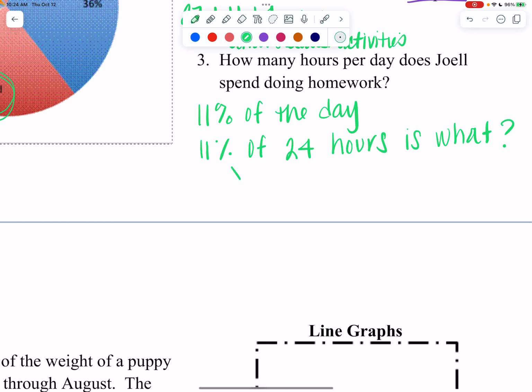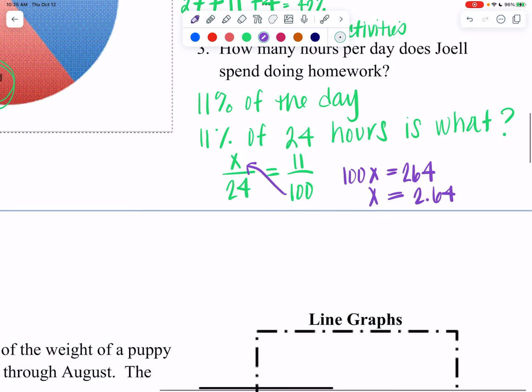So I put my is over of and my percent over 100, cross multiply. I think that's 264. If I divide by 100, I get 2.64 hours. Now, it doesn't tell me hours and minutes, it just says how many hours, so we can leave it as 2.64.